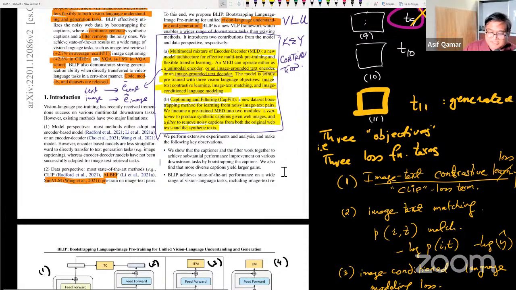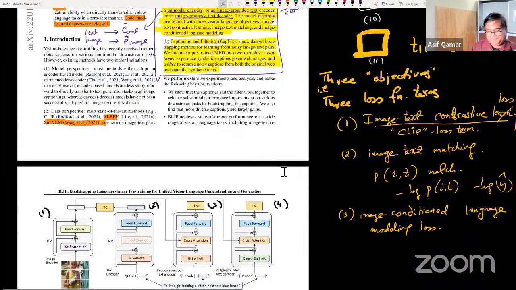We perform extensive experiments and analysis and make the following key observations. So they make 2 key observations. We show that the captioner and the filter work together to achieve substantial performance improvement on various downstream tasks by bootstrapping the captions. What in the world could that mean? The captioner and the filter work together to achieve substantial performance improvement on various downstream tasks by bootstrapping the captions. We also find that more diverse captions yield larger gains.